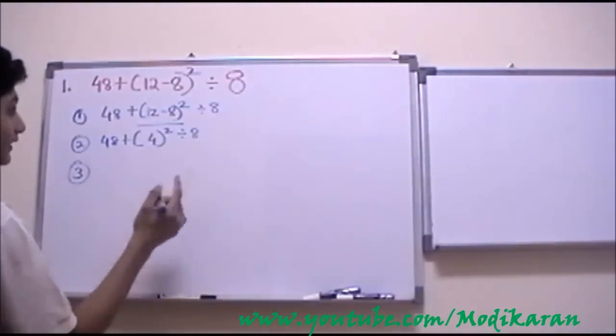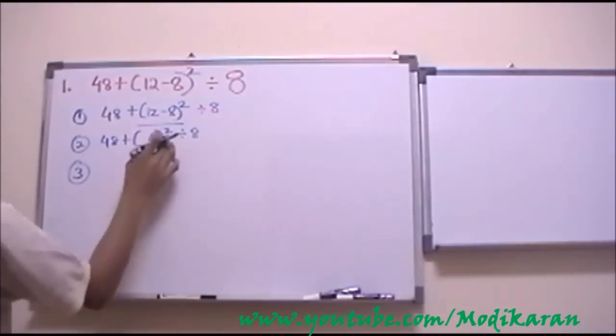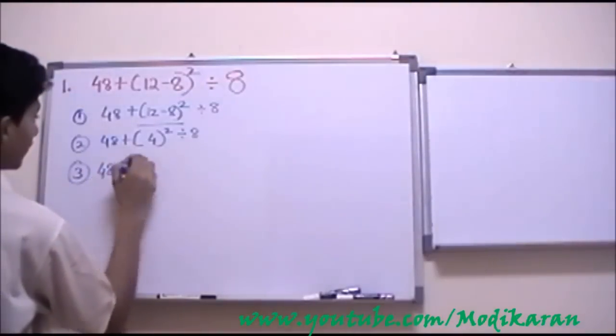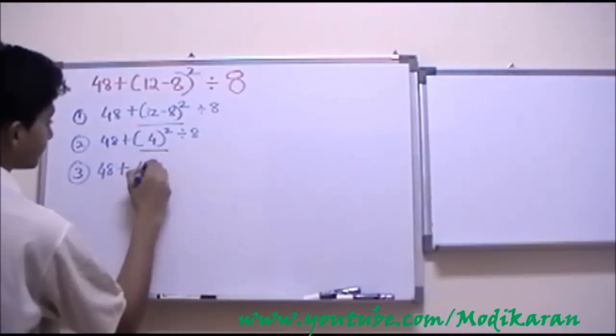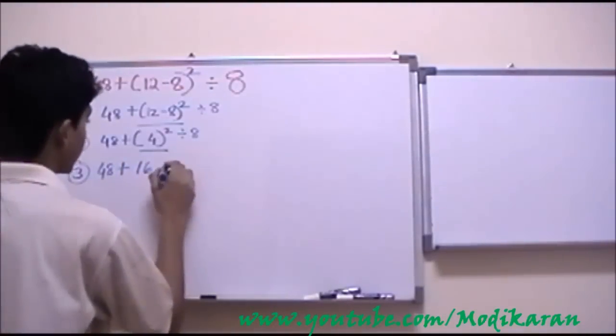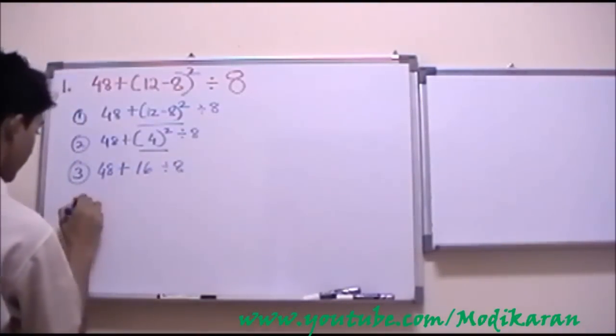Third, the second step in order of operation is evaluate the exponent. Okay, let's go ahead and do that. This is the exponent over here. 4 raised to 2 is 16. 4 times 4, 16.